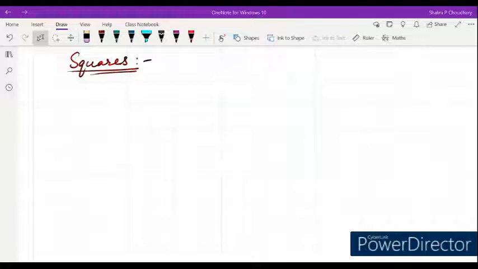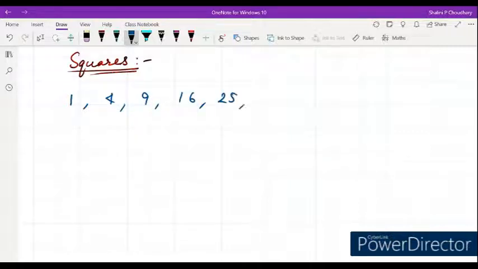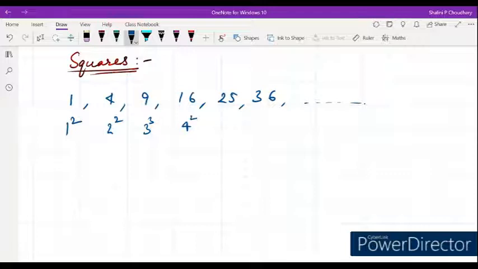Okay, so let's start, and first of all we'll see some numbers, and the numbers are 1, 4, 9, 16, 25, 36, and so on. So what is 1? 1 is the square of 1. Square of 2 is 4. Square of 3 is 9. Square of 4 is 16. Square of 5 is 25. Square of 6 is 36. Okay, so these are the numbers.